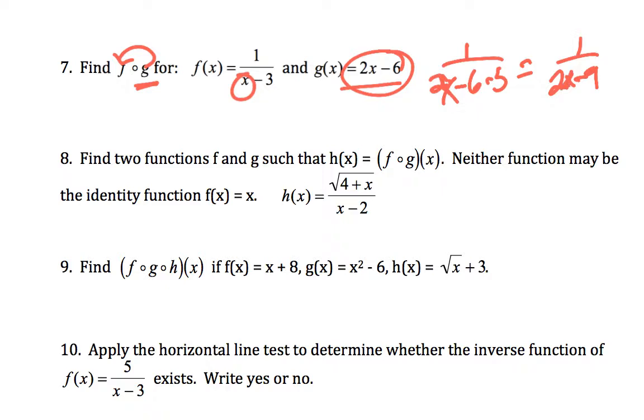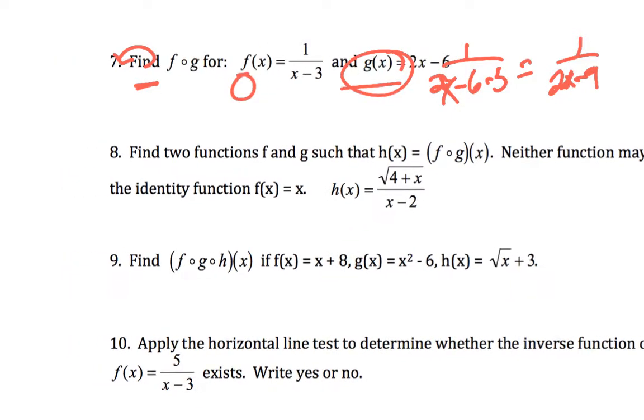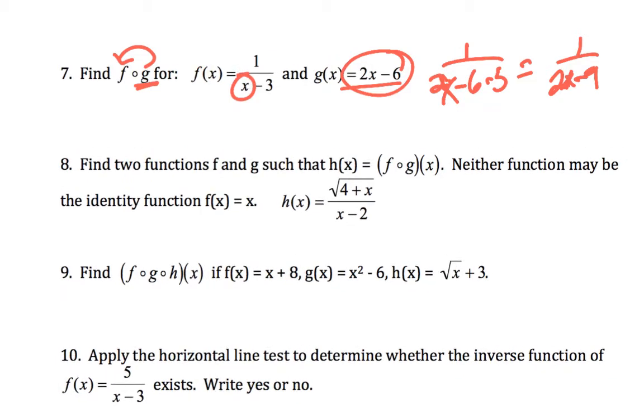All right, number 8. Find two functions. This one's a little tricky, such that h of x is equal to f of g of x. So we need to figure out what we're going to do first for g of x. And I'm going to go ahead and make it what's underneath the radical here. So I'm going to make the g of x equal to 4 plus x.